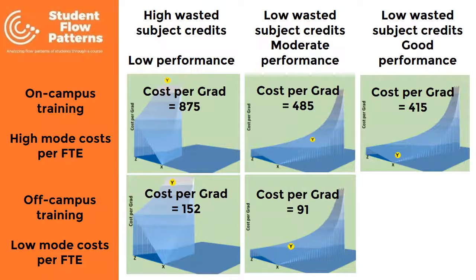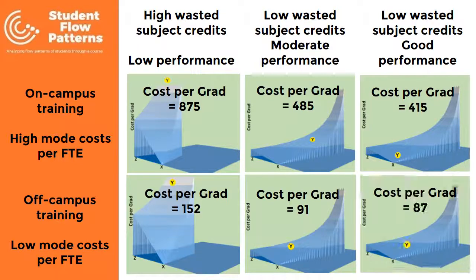The fifth calculation is also for off-campus training, now with a low number of subject credits wasted due to few students' subject failure. Student throughput for the training course can be described as of moderate performance. The calculated cost per graduate distinctly drops to a low 91 units per graduate.